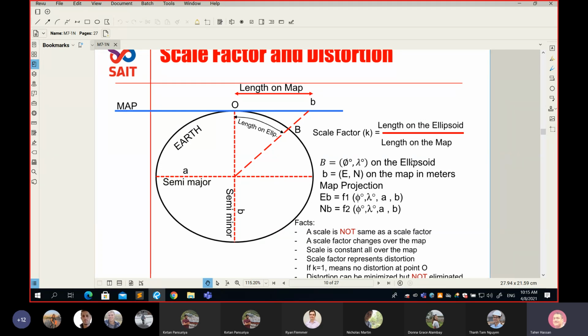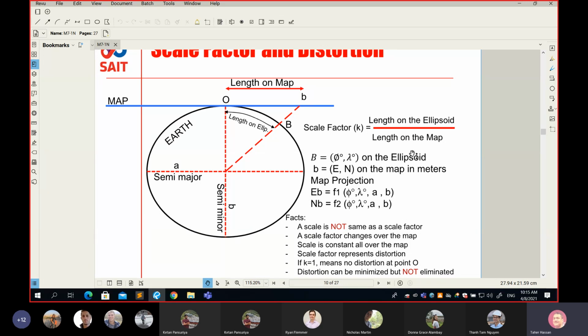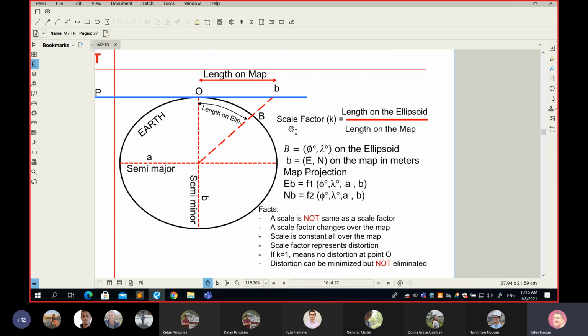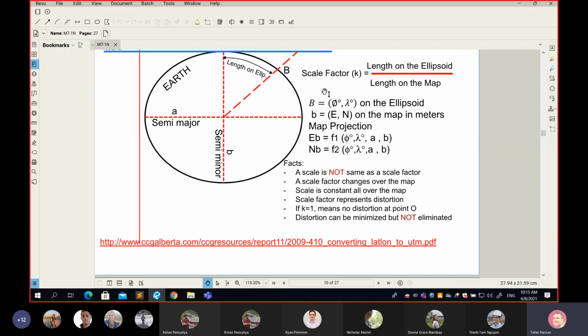The way we quantify the distortion is by means of something called scale factor K, which is simply a ratio between the length on the ellipsoid divided by the length on the map. And again, I want everyone to remember that scale factor is not scale. A scale is a ratio between the reality and the map, because we don't have a map that has the same size as the reality. While the scale factor represents something else, which is the amount of distortion that took place.